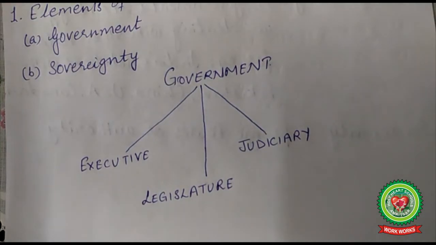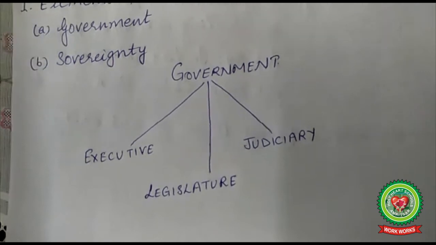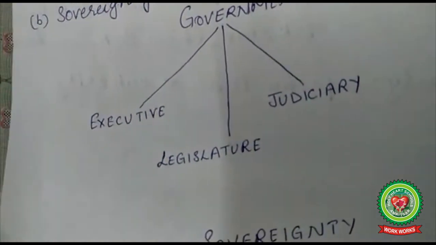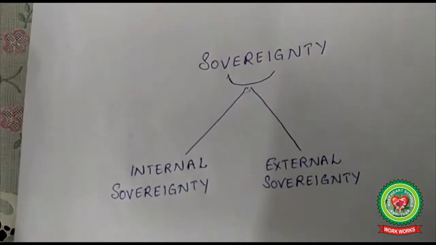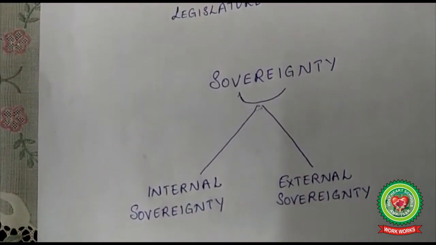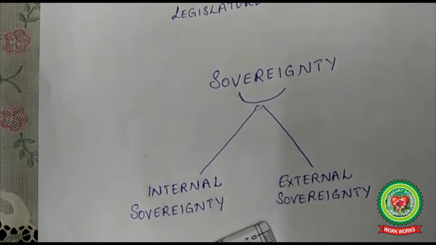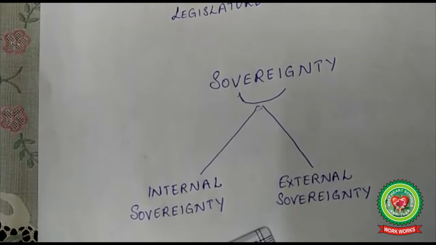The next feature of the state is sovereignty. It is the most essential element of state. Suppose a group of people formed illegally protest against the government and capture some power and also capture some area and select their leader and start ruling. Now here one element is missing. Can you tell me which element is missing?